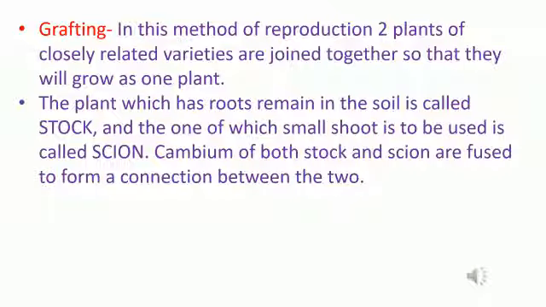Grafting. In this method of reproduction, two plants of closely related varieties are joined together so that they will grow as one plant. Here the plant which is fixed to the soil is called a stalk, and the one which we are inserting is called a scion.